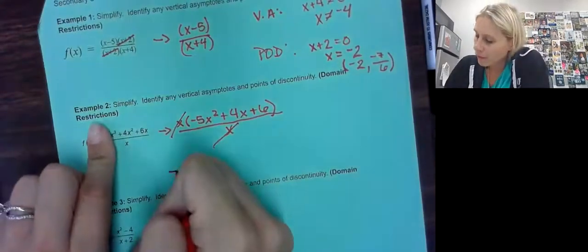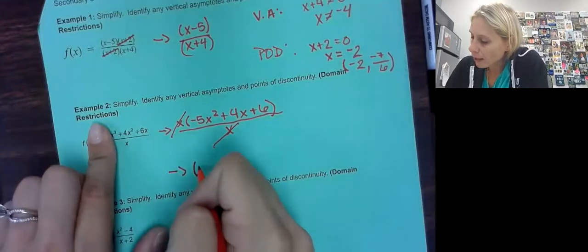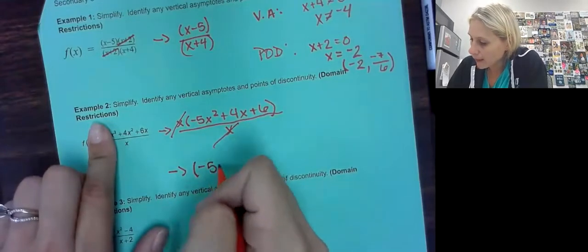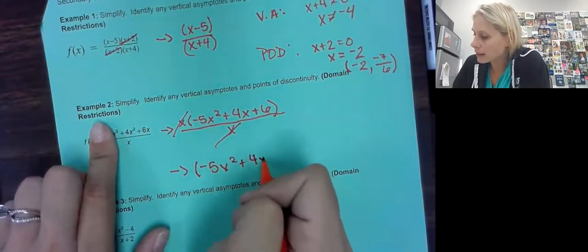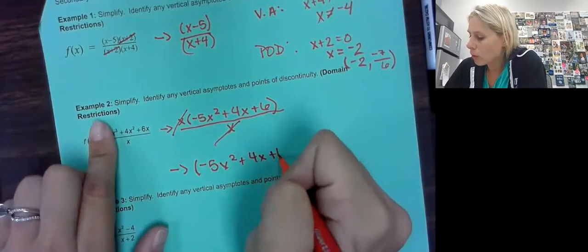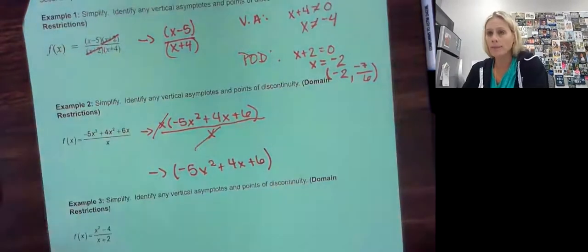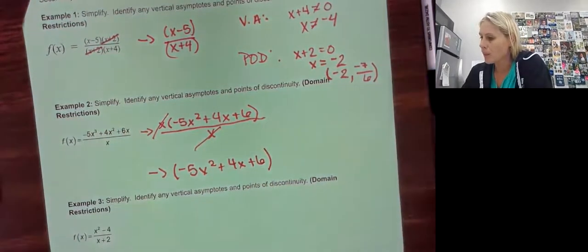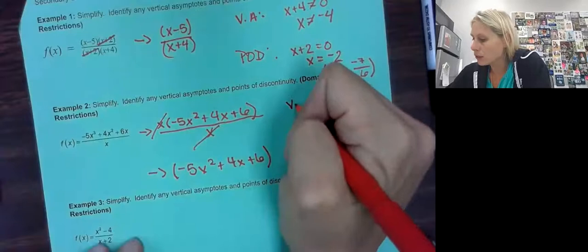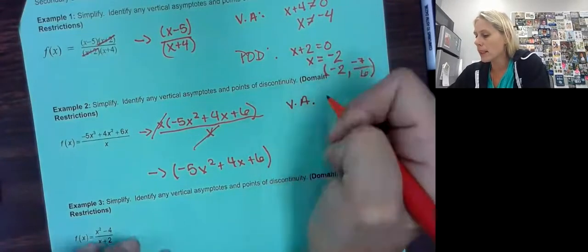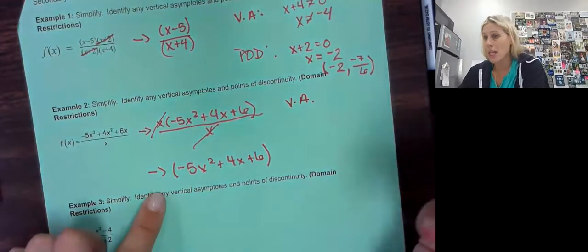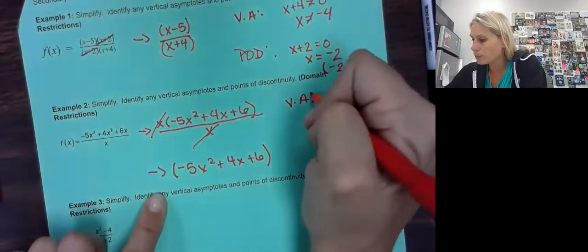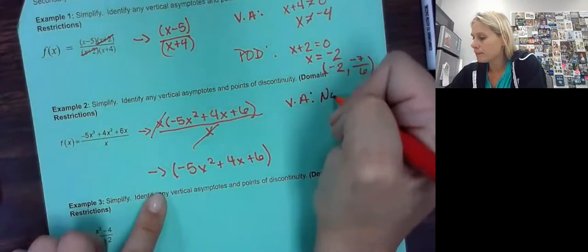So our simplified version of this is -5x squared plus 4x plus 6. I don't know why I'm putting parentheses around there, but I'm just in that mood. Okay, vertical asymptotes, remember that comes from our denominator. So do we have something in our denominator that's a variable? No, we don't. So none.